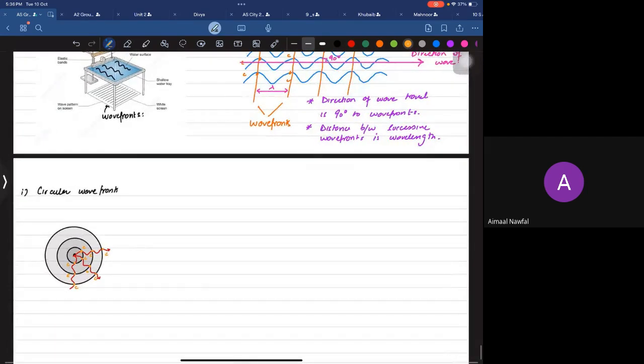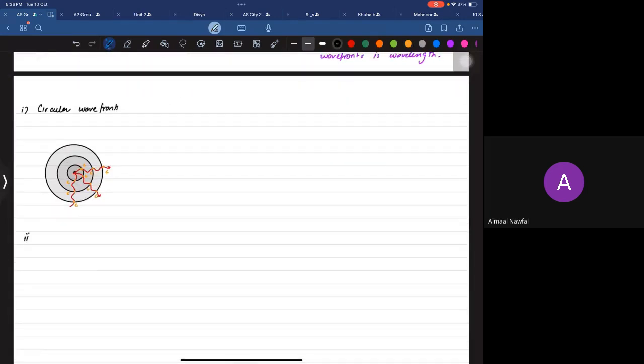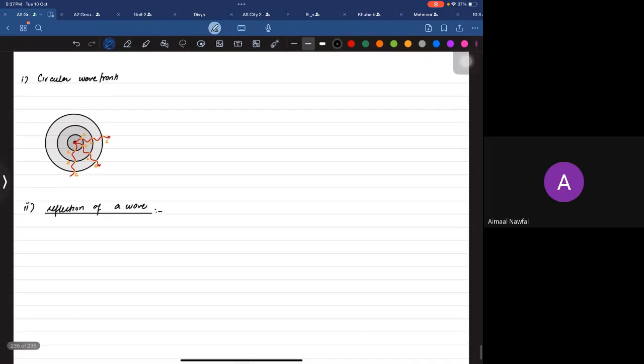The other thing would be the reflection of a wave. Reflection of a wave is carried out by two major laws. The first law, now I'm gonna give you the laws basically. These laws cannot be broken.